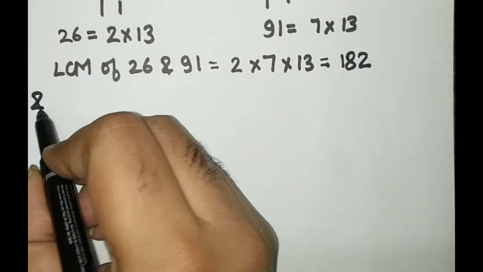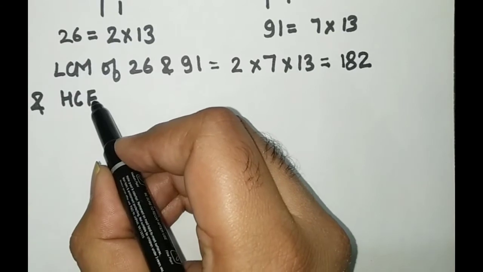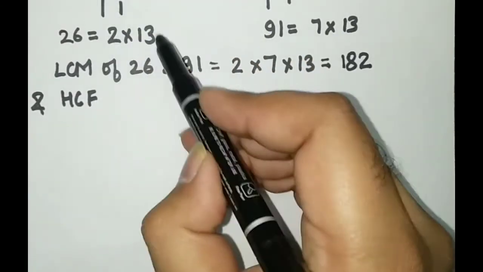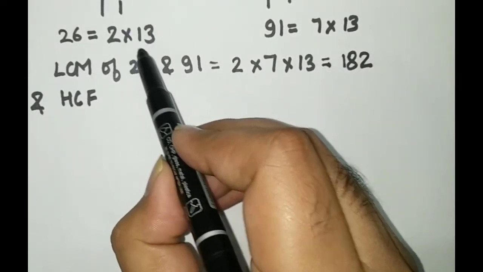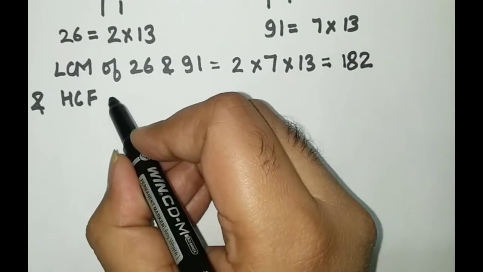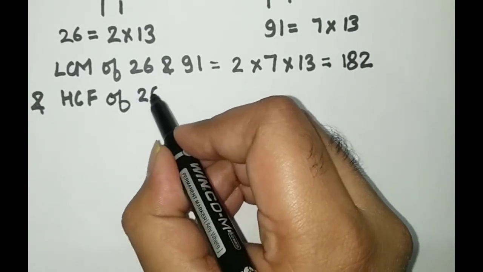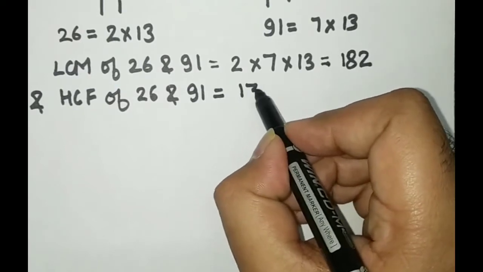And HCF means highest common factor. We have to find the highest common factor. So here 13 is the highest common factor. Here also 13 is the highest common factor. So HCF of 26 and 91 will be 13.